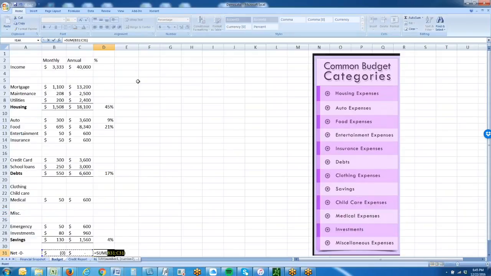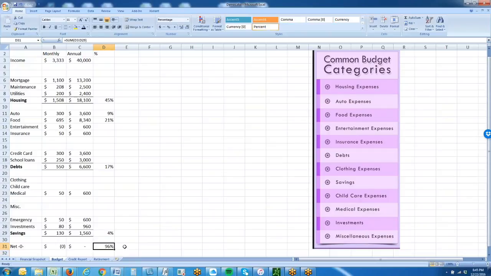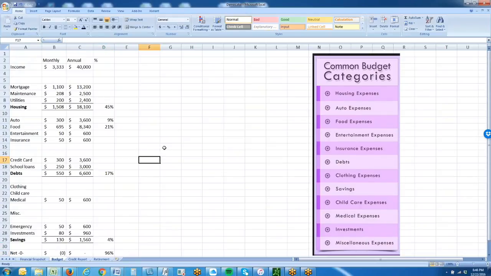All of these should equal 100%. We didn't do the formula for all of them, so it's not going to equal 100%. We're a little off because we didn't do these right here. So that's the percentage we're spending, or at least what we've budgeted.